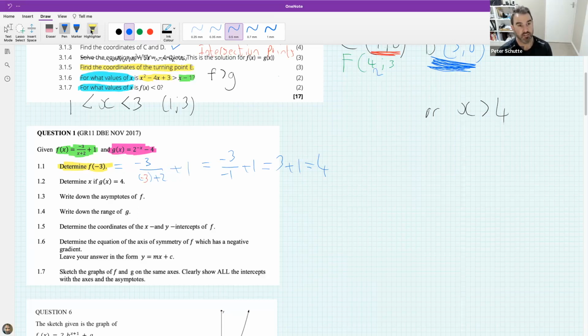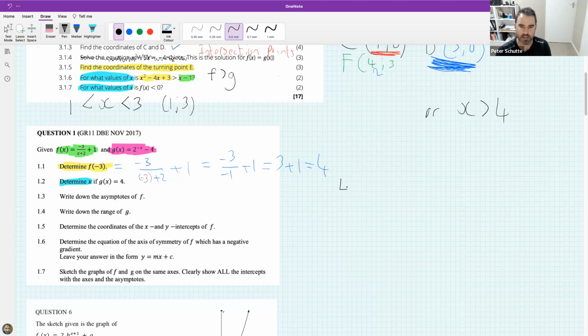Okay, then the next question says, determine x if g of x is 4. This is a little bit of a different question. I'm going to give you some time to try, but if you're unsure, ask a question. Find the value of x if g of x is 4. See if you can figure that out. g of x is kind of like the y value. So if y was equal to 4, what x value would you find?